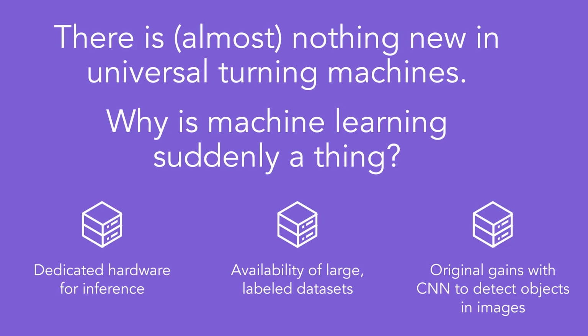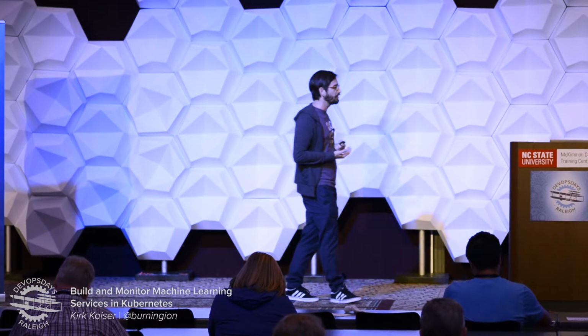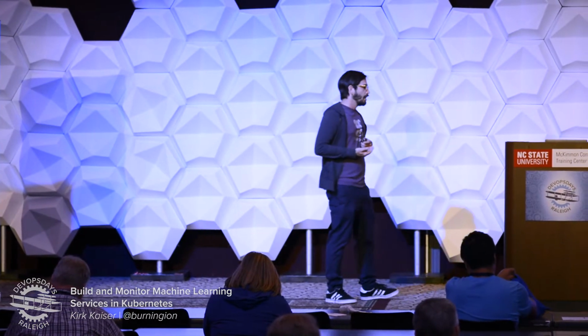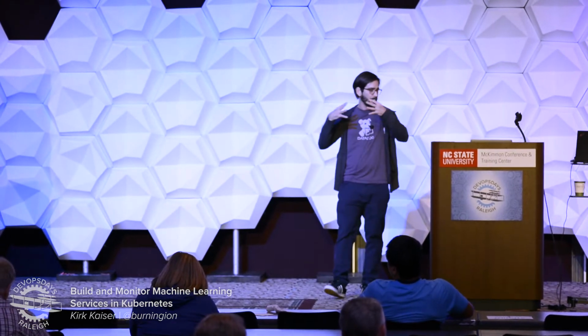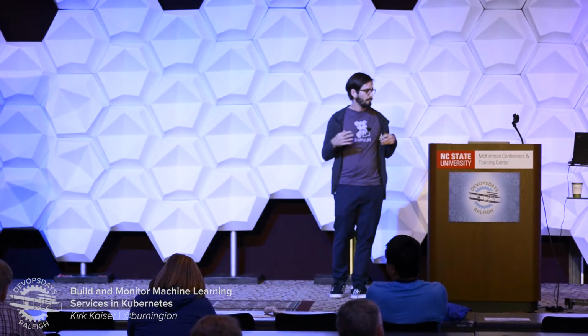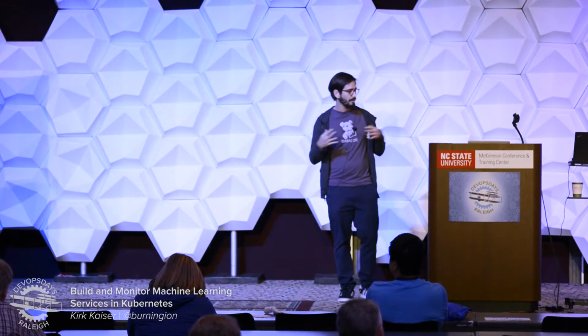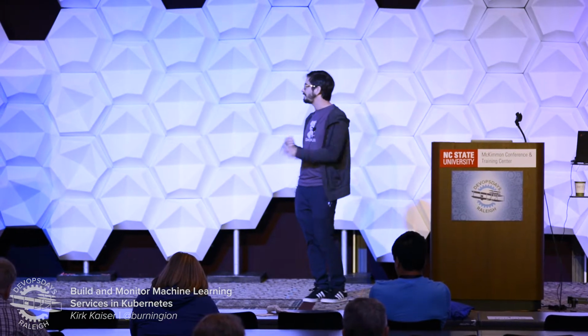And so the question really is, there's nothing new in computation. There's nothing new in Turing machines, right? They're universal. They should be able to do everything. So why is machine learning now a thing? And the reason for that, there's a couple things all coming together. The basic ideas have been around for a while, but these things that we have now are all coming together to, out of nowhere, start doing some pretty amazing things.